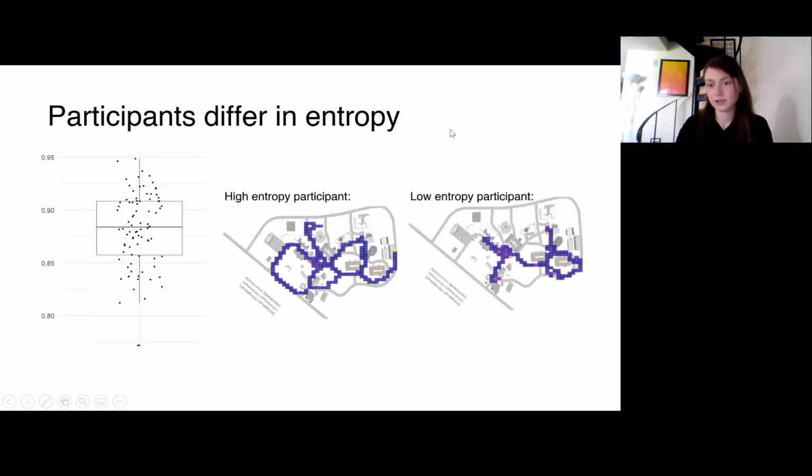Whereas for a low entropy participant, the maps don't look dramatically different. It's not like they just stay in one place and don't move. They are definitely moving, but you can see that the colors are somewhat warmer. So they tend to pause more and stay in smaller areas of the environment while they're exploring. And so what we can do is relate this entropy measure, on a participant by participant basis, to their spatial memory, as I was showing you before.